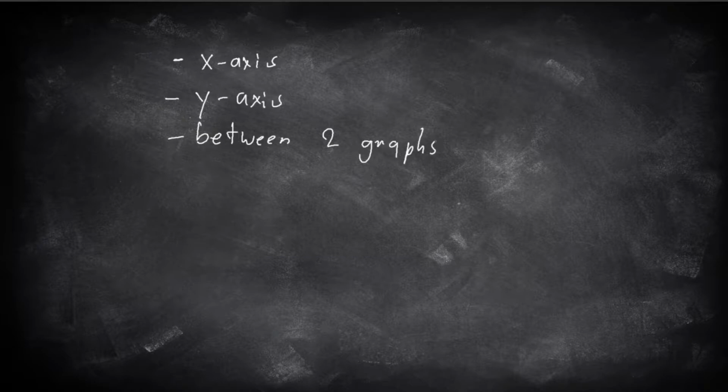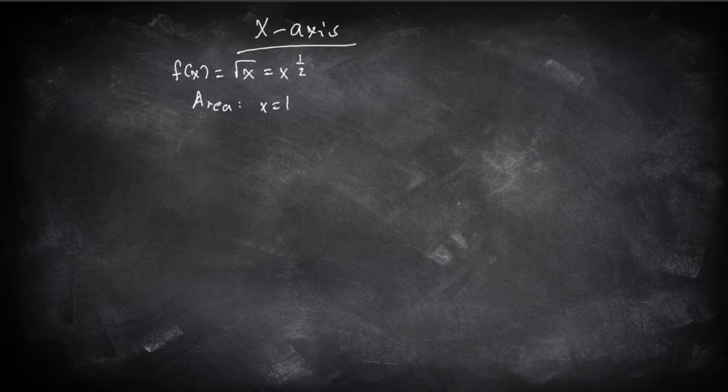So the first one I'm going to focus on is in respect to the x-axis. This one is actually the integration that we've been doing the entire time. So for example, let's say we want to find the area of the curve f of x is equal to square root of x, which is the same thing as x to the power 1/2. And we want to find the area from x equals 1 to x equals 4.